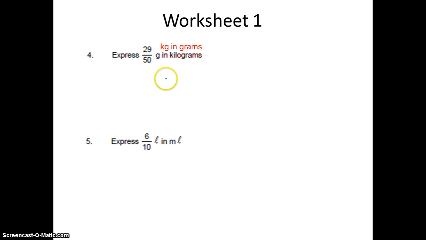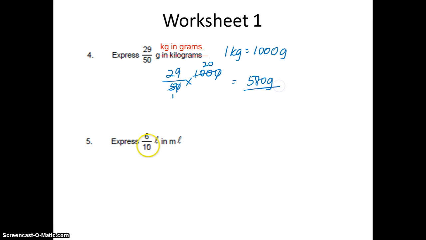Express 29/50 kilogram in grams. So I know 1 kilogram is 1000 grams. Therefore, 29/50 kilogram is 29 out of 50 times 1000. So I divide this. 1000 divided by 50 is 20. So 29 times 20, and my answer is 580 grams. Express 6/10 liter in milliliters. So 1 liter is 1000 milliliters. So for 6/10 liter I multiply by 1000 and the answer is 600 milliliters.